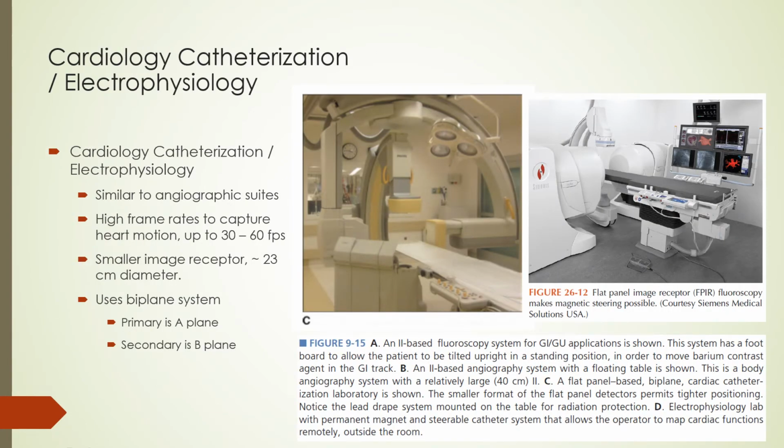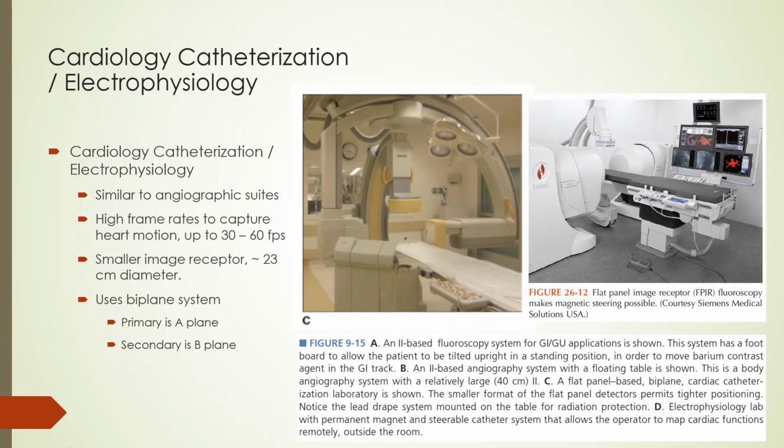Specific applications in interventional fluoroscopy include cardiac catheterization and electrophysiology. Cardiology suites can have single plane or biplane C-arms with A and B planes. These use high frame rates of 30 to 60 frames per second to display heart motion. Small image receptors are used to allow for more tilt in the cranial caudal direction. Some newer flat panel based cardiac catheterization labs incorporate larger image receptors for the primary or A plane, which makes possible adjunct imaging modes such as runoff imaging or rotational angiography. The B plane image receptor is sized for normal cardiac imaging.